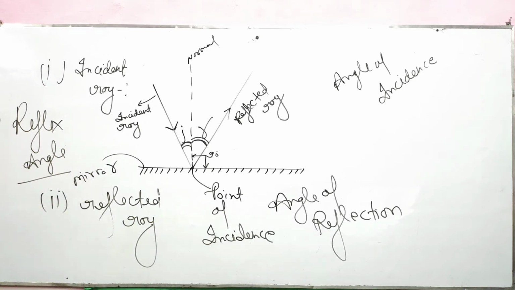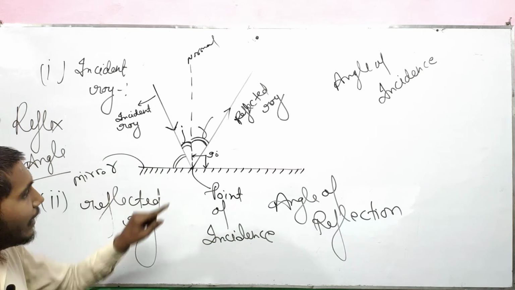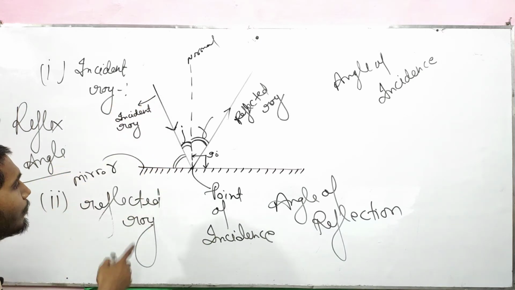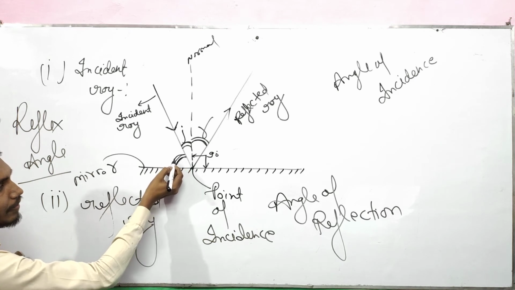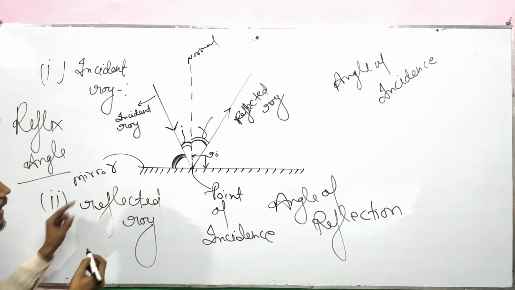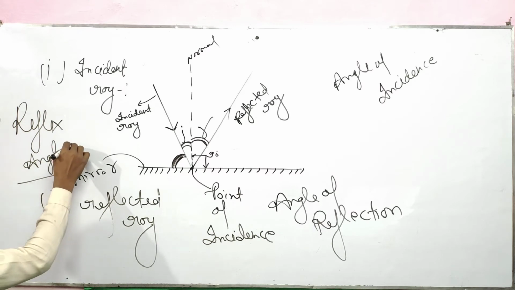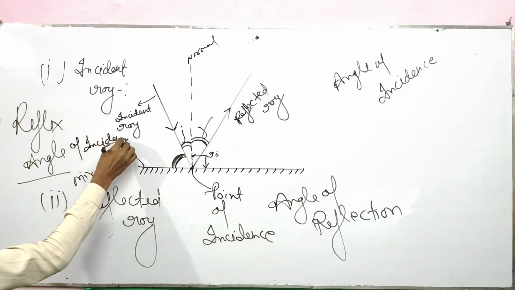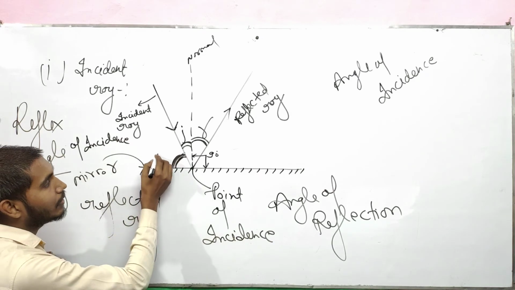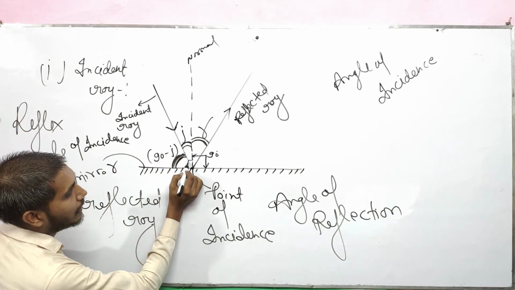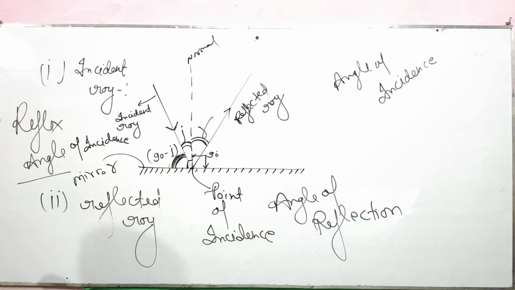Reflex angle. What is reflex angle? The angle that the incident ray makes with the mirror surface is called the reflex angle of incidence. Its value is 90 minus i, because the total angle is 90 and this part is i, so the reflex angle of incidence is 90 minus i.